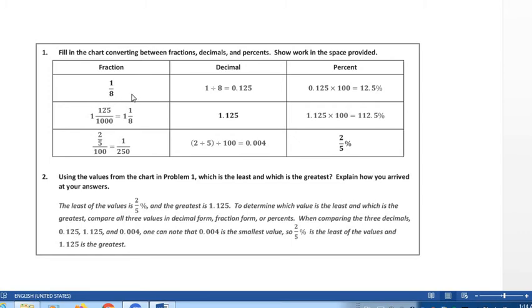8 times 125 gives you 1000. I multiplied the denominator by 125. When I multiply the denominator by a number, I have to multiply the numerator by the same number. So 8 times 125 gives you 1000, and 1 times 125 gives you 125. So I have 125 over 1000. It's easy now to get the decimal. I have 3 zeros, and I have 125 divided by 1000. So I'm going to do it easily.